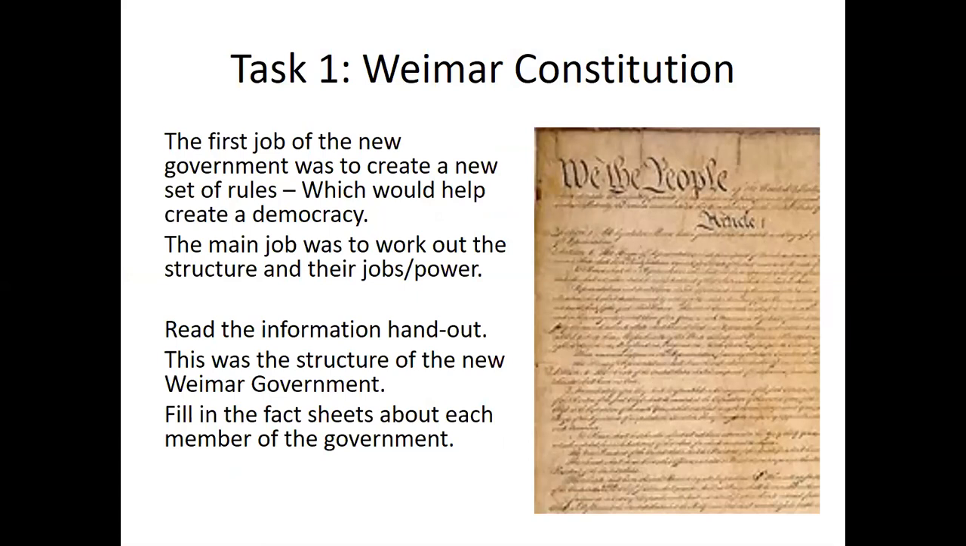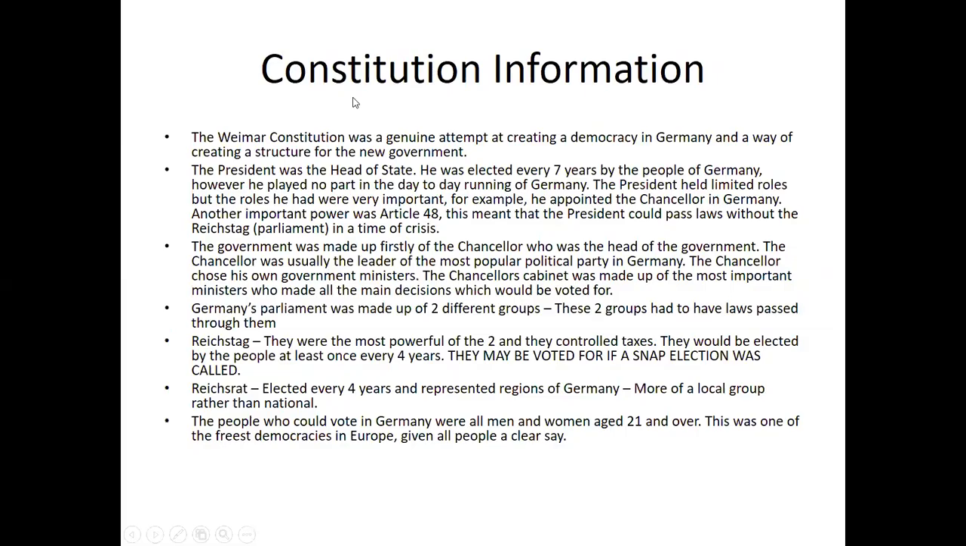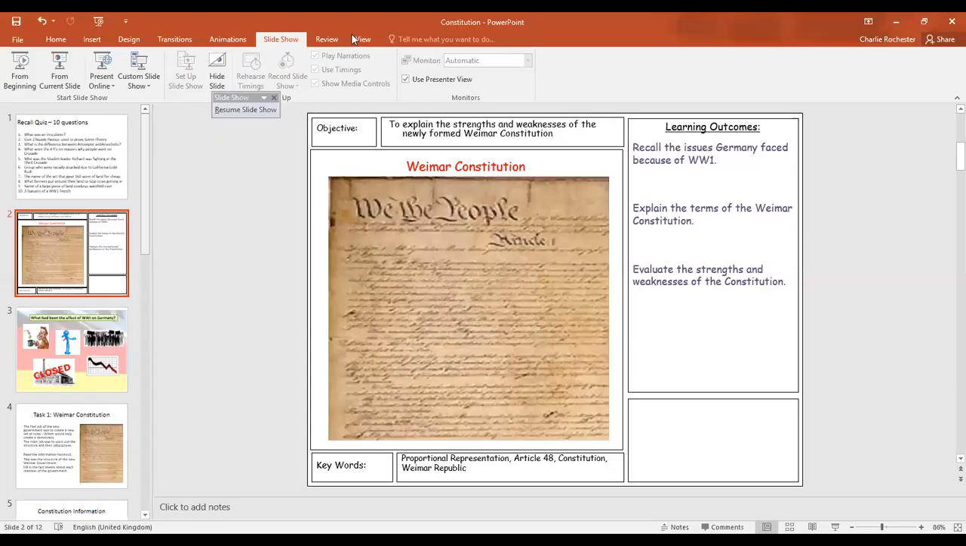I'm going to put an information slide on, and I want you to look at how it was run, the structure of the government, and then fill in your own picture of this to show that you understand how the government of Germany worked. I'm going to underline some key things here.